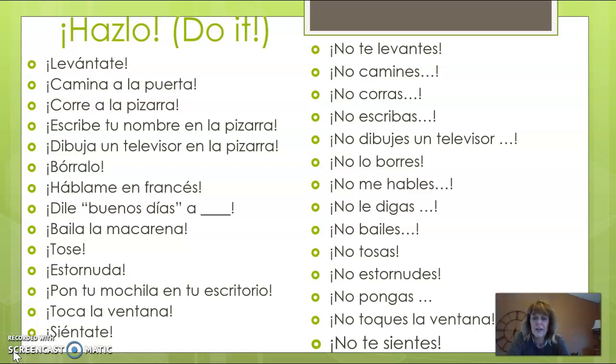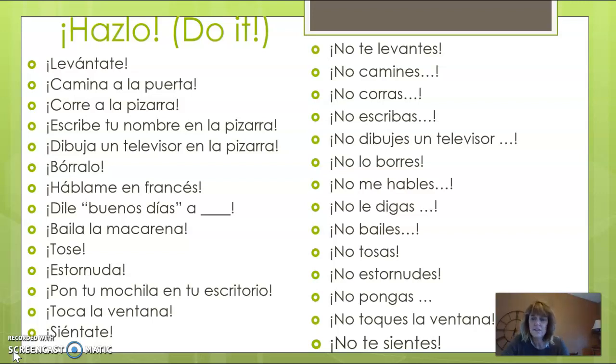Okay, at this point, I would have asked you to talk to your partner a little bit about what you see on the affirmative side of the commands when I tell somebody to do something, and then how that contrasts to the negative commands. We're going to talk more about the negative commands the next time, but on the handout that I asked you to print out, we're going to talk specifically about the left side, all of the affirmative ones. How do you make an affirmative command?